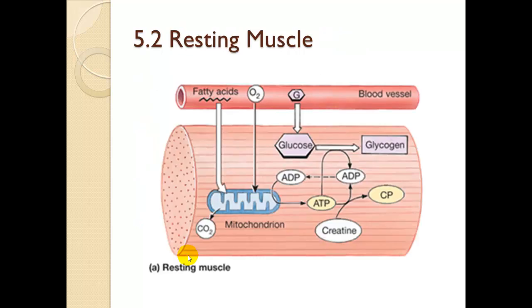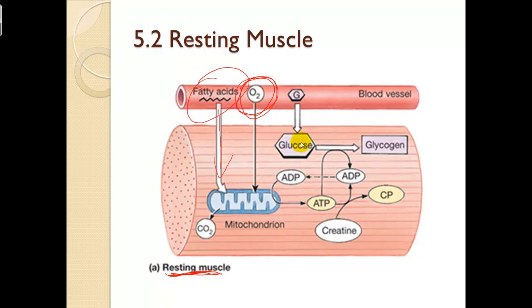Alright, so in a resting muscle, we're going to talk through this. This is a resting skeletal muscle fiber, and it pretty much relies on aerobic metabolism, or with oxygen, and the metabolism of fatty acids to make ATP, and fatty acids are also absorbed into this from the circulation to facilitate this. Alright, so let's go through this. Fatty acids here are absorbed into the muscle cells, and they're with oxygen. This is the most important thing. This is a resting muscle.